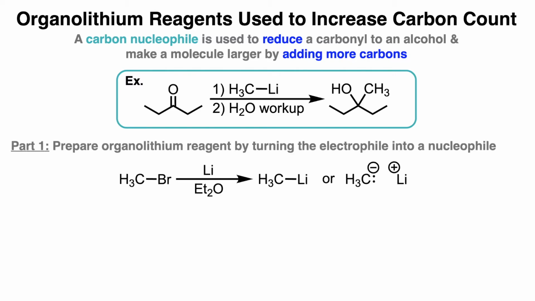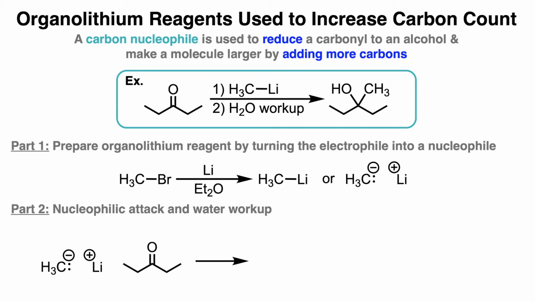The first part is to prepare your organolithium reagent by turning an electrophile into a nucleophile. Because we increased our carbon count by 1 carbon, we're going to start with an alkyl halide that only has 1 carbon. This will react with lithium metal in ether, or Et2O, to form methyl lithium. Because carbon is more electronegative than lithium, we can rewrite this ionically as CH3- and Li+.